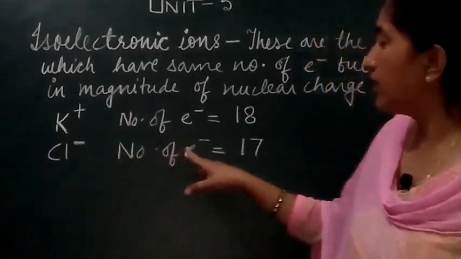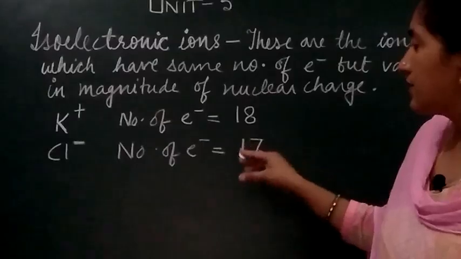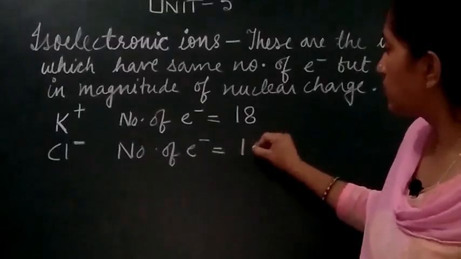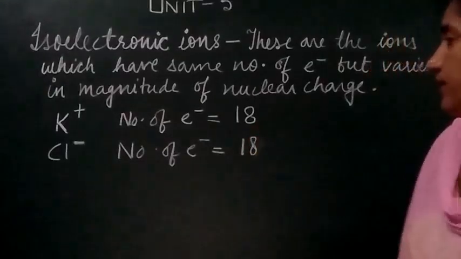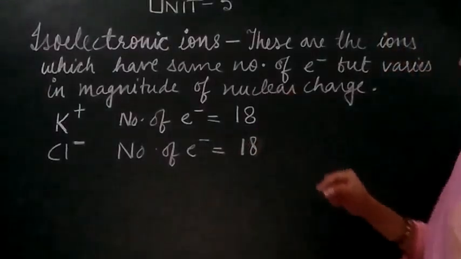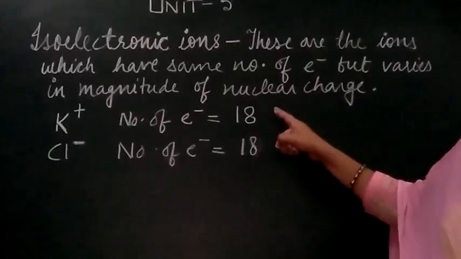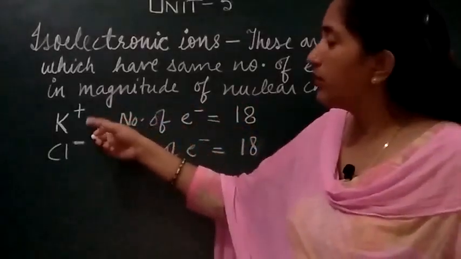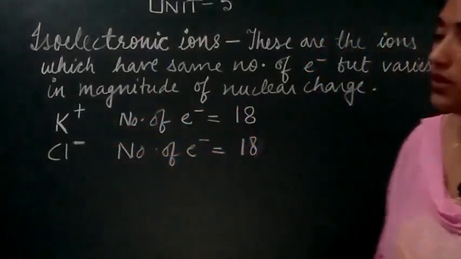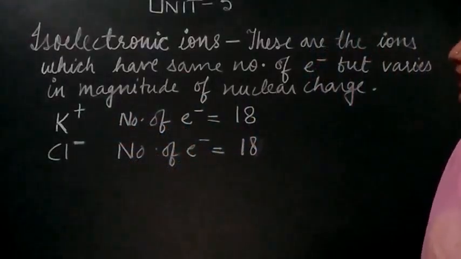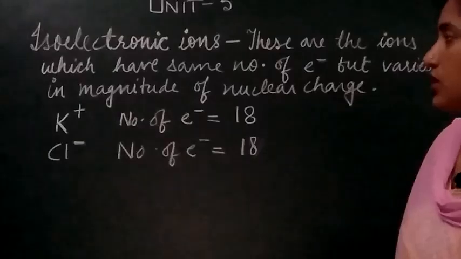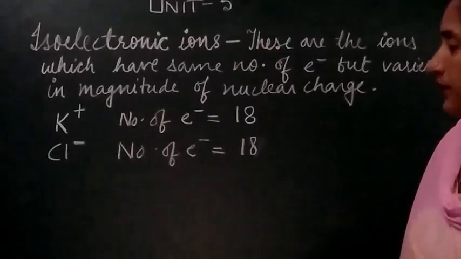Here only the number of electrons has increased. Sorry, so here it is going to be 18, right? Whereas in the case of potassium ion, the number of electrons is 18, but the number of protons in the nucleus is going to be 19. So students, they are the isoelectronic species or isoelectronic ions.